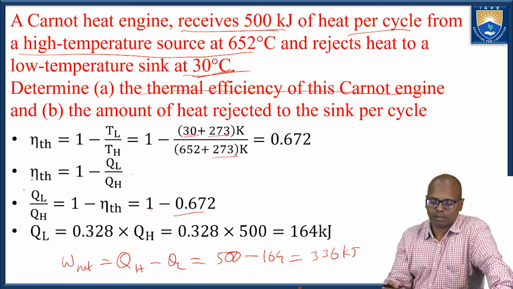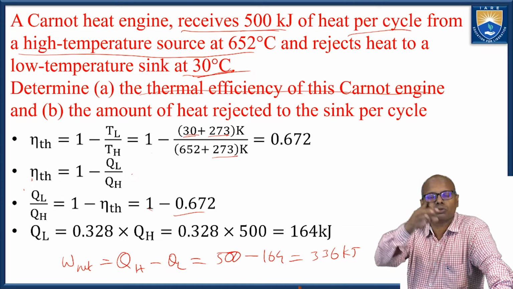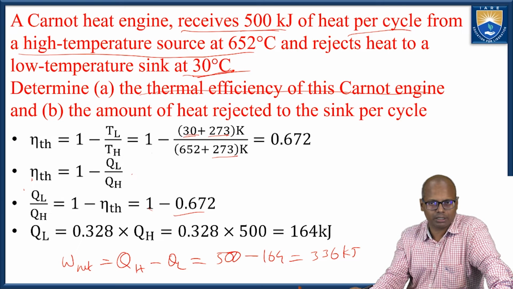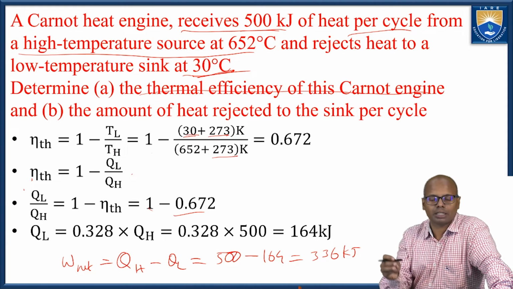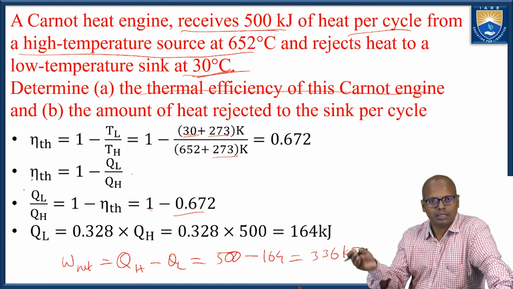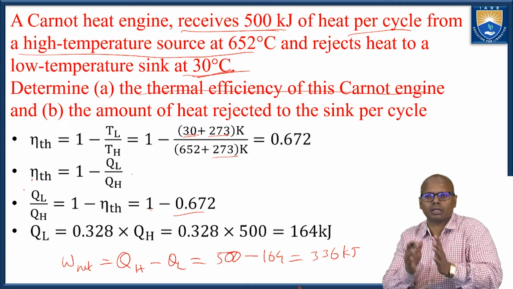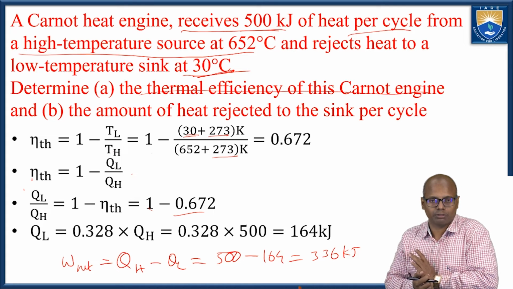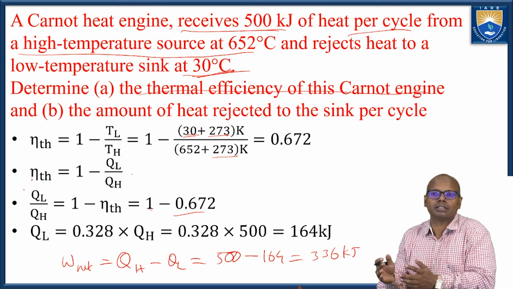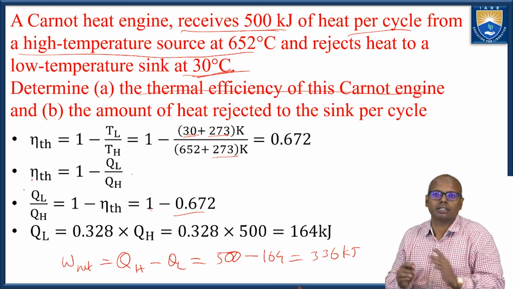Suppose the mass of fluid being circulated is given, then I can find how much energy is produced, how much work is produced per second. This is in kilojoules, and it is for one cycle. This is the work supplied by the heat engine per cycle.